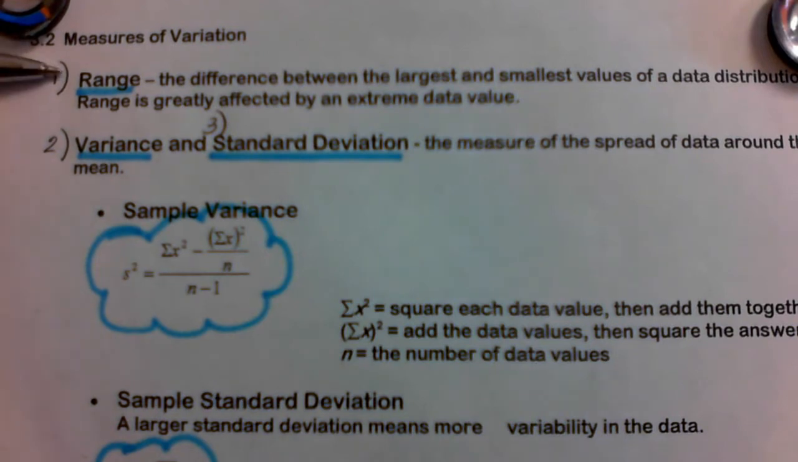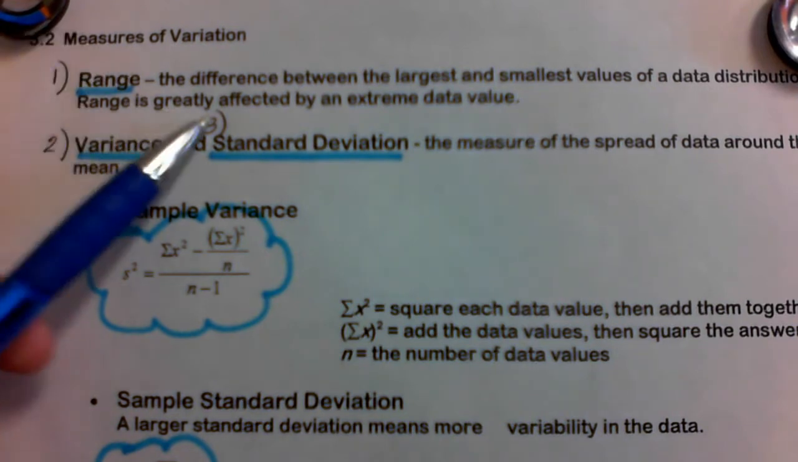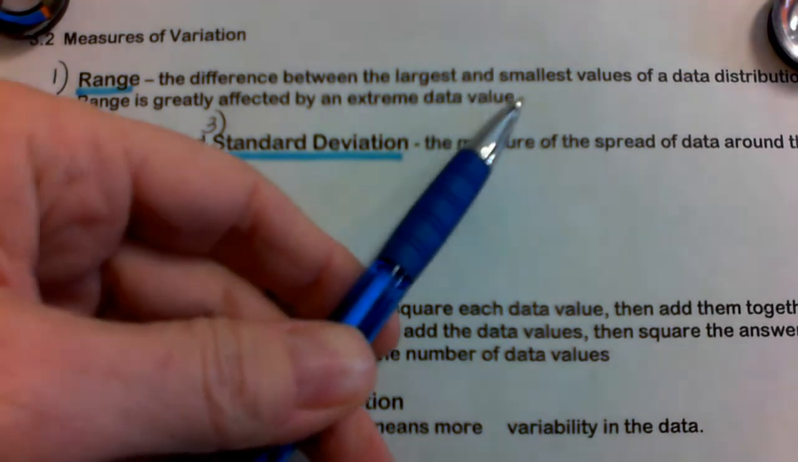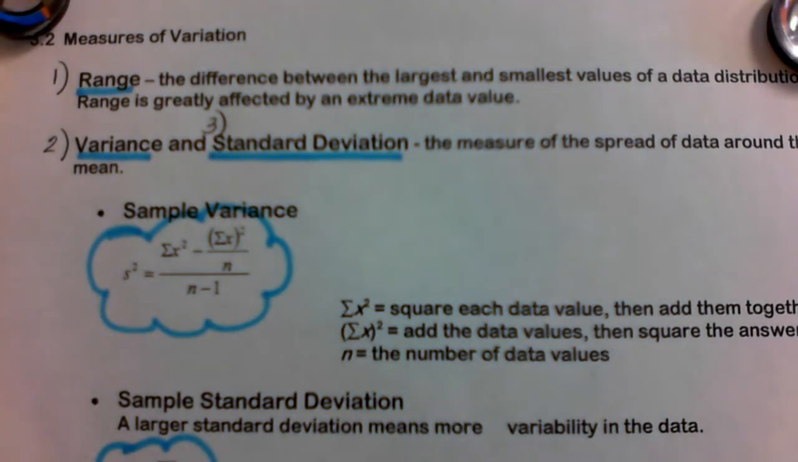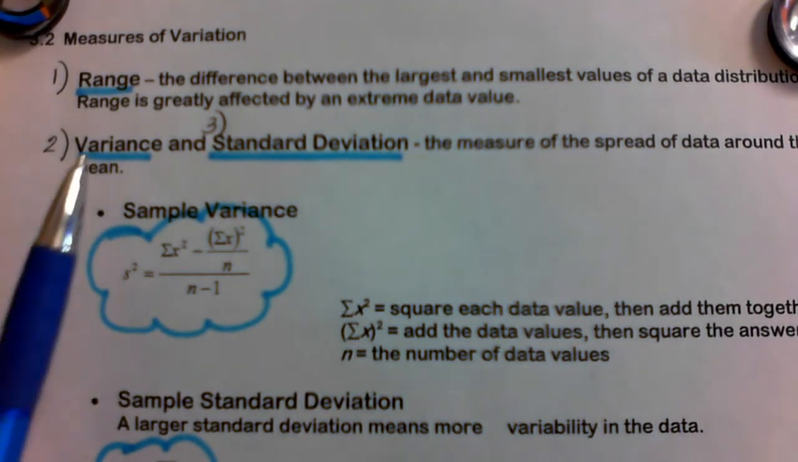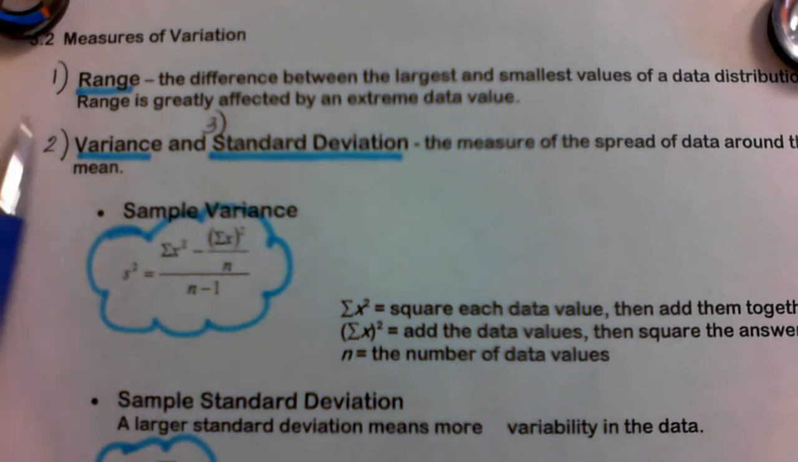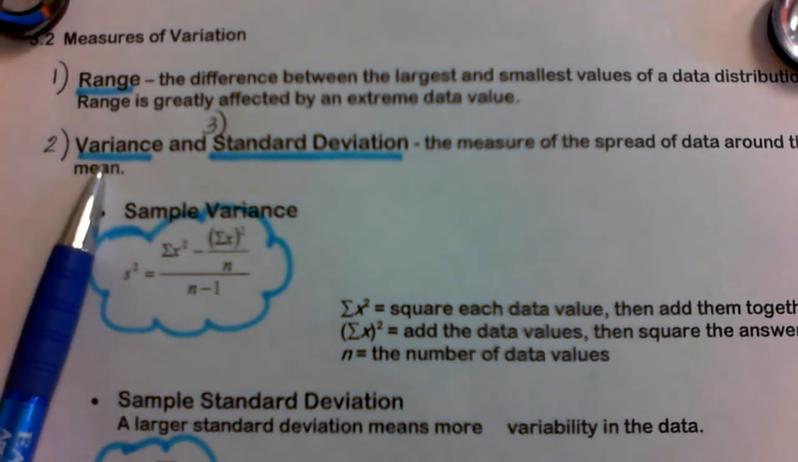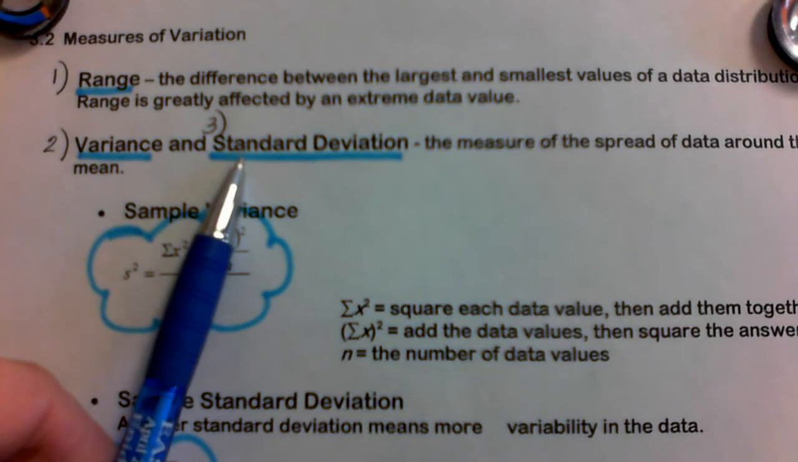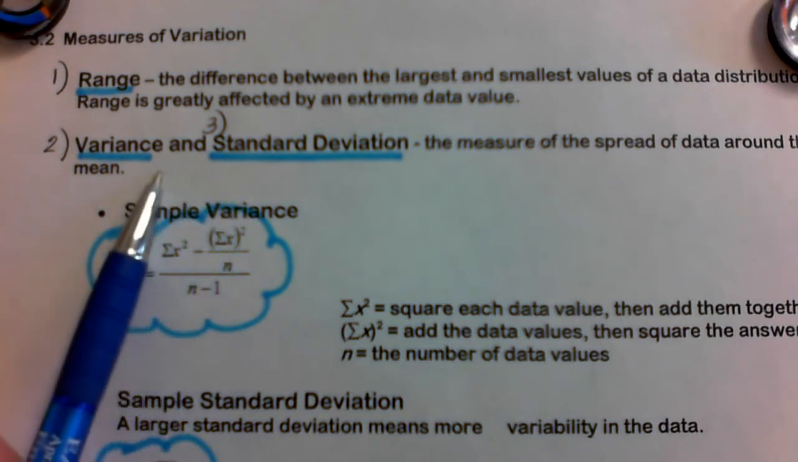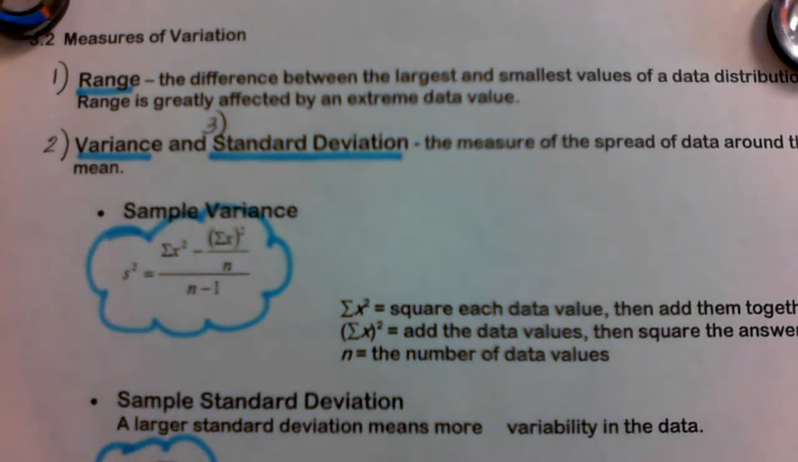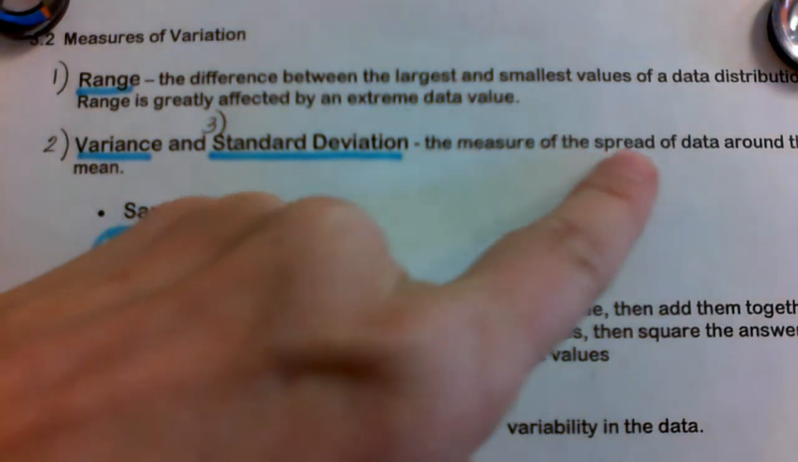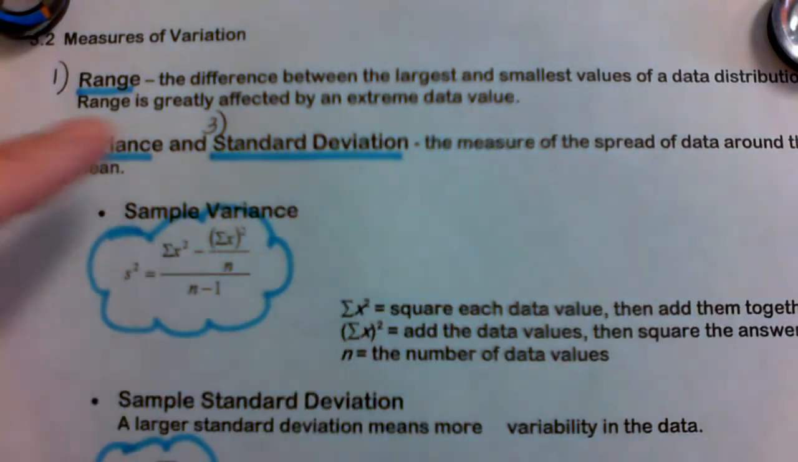The first one is what we call the range, and this is the difference between the largest and the smallest value. That's the easiest one to calculate. Now, notice I've put 2 and 3 on the same line. The second type is called variance, and the third is standard deviation. I've put them on the same line because once you've calculated one, you have both of them. Now, this is the measure of the spread of the data around the mean.